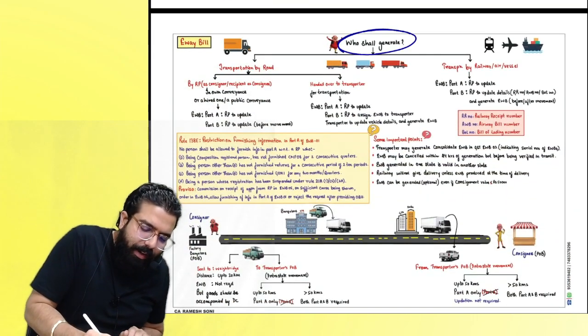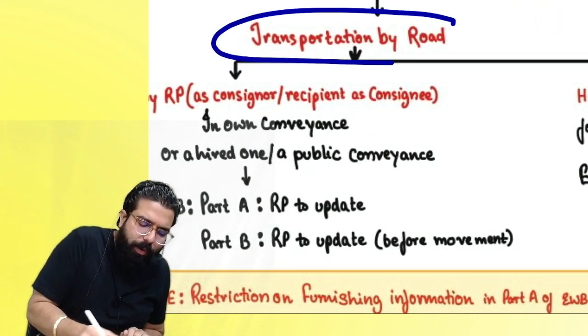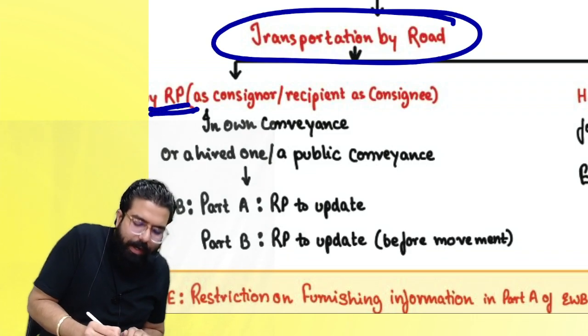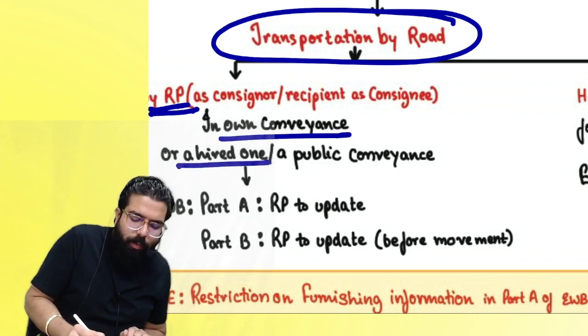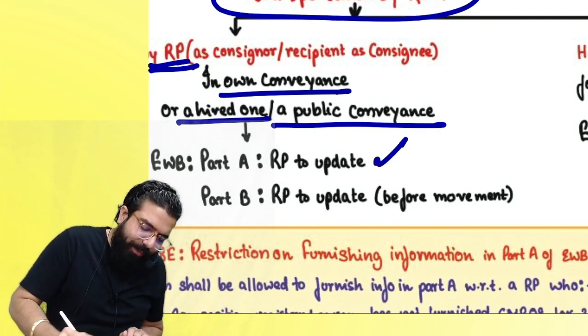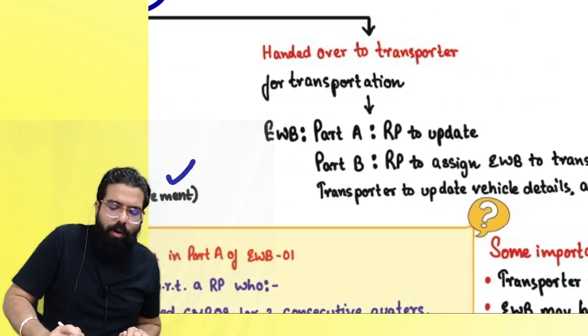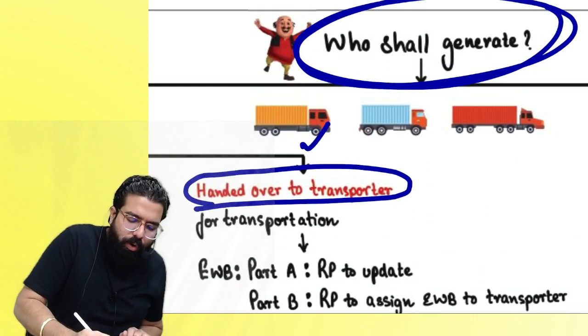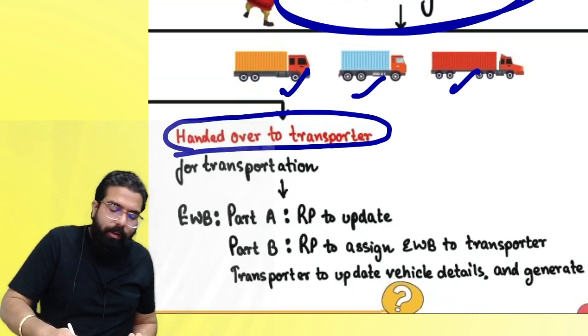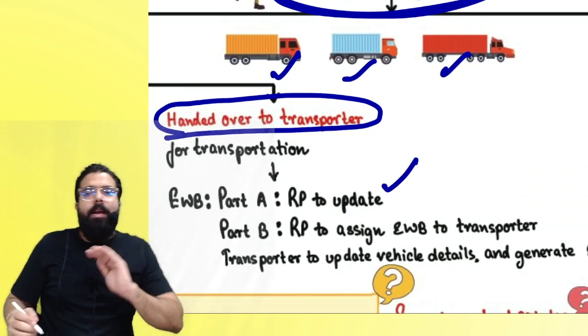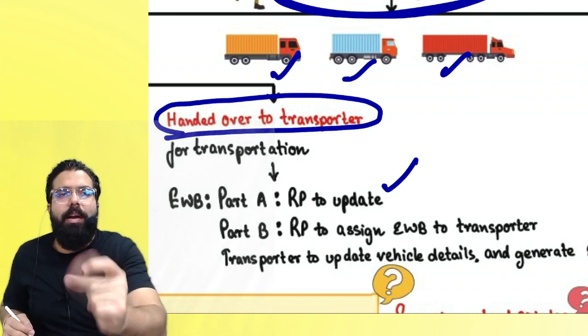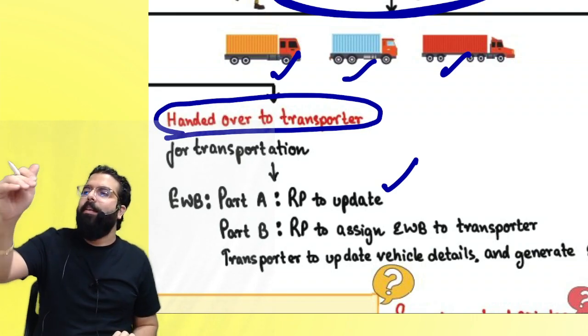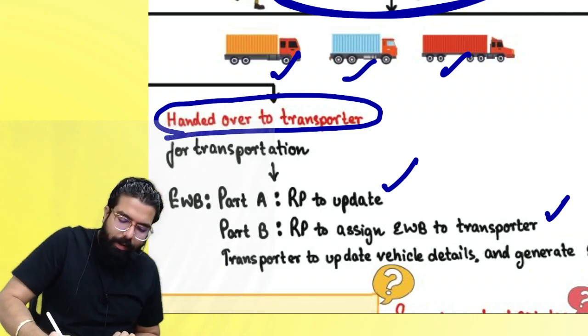Then, sir, who shall generate the e-way bill? If you are transporting by road, in your own conveyance, a hired one or a public conveyance, you will fill Part A and you will fill Part B before movement. If you hand over the goods to the transporter, you don't know which truck he is going to take. So do one thing: fill Part A, assign the e-way bill to the transporter, let him fill Part B and generate the e-way bill, take the goods and go.